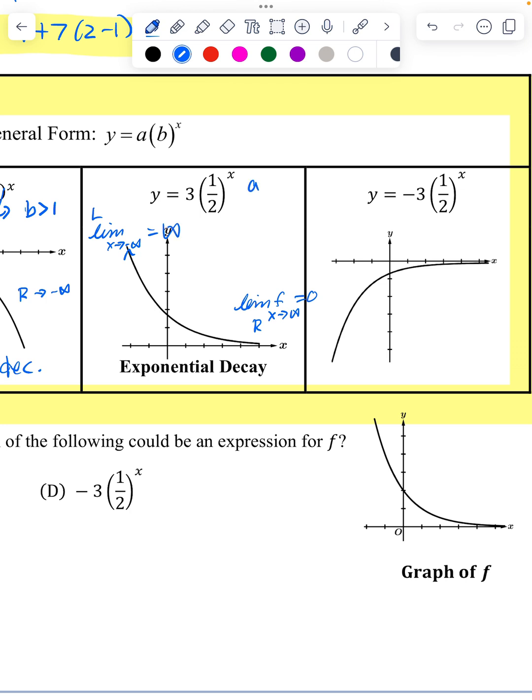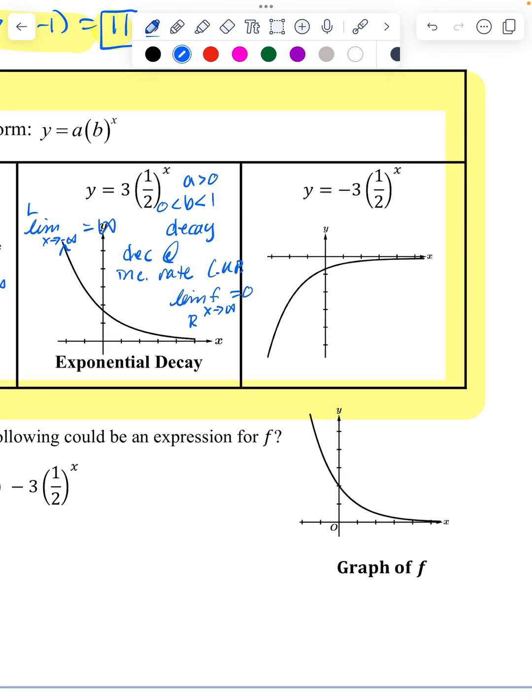In this scenario, my A is positive, so it's going to be above the x-axis, but my B is less than 1. It's always positive, but less than 1, so this is going to be a situation of decay. It's going to come down from left to right. So this one is decreasing, but it's decreasing at an increasing rate, meaning concave up.